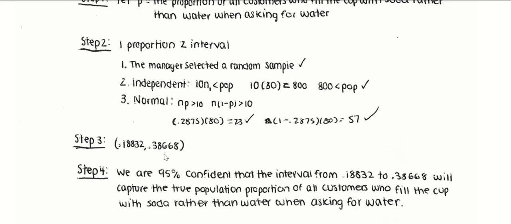And then in the end, I'm 95% confident that the interval from blank to blank is going to capture the true population proportion of all customers who fill the cup with soda rather than water when asking for water. So that student got full credit on that.